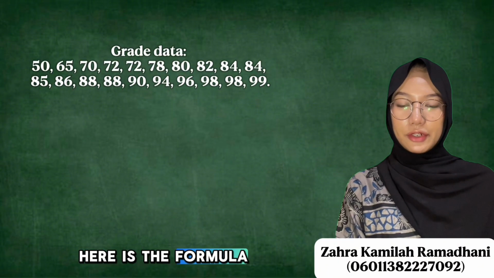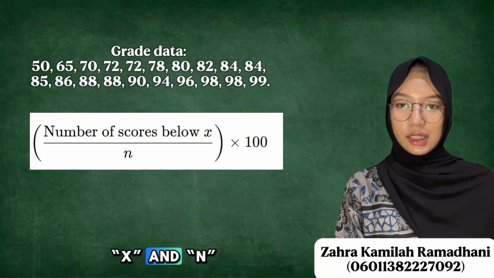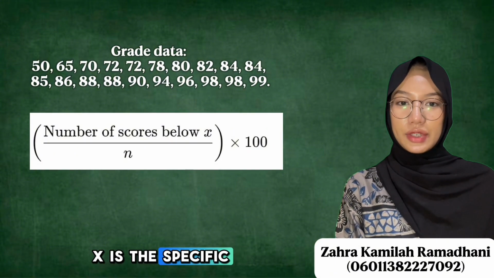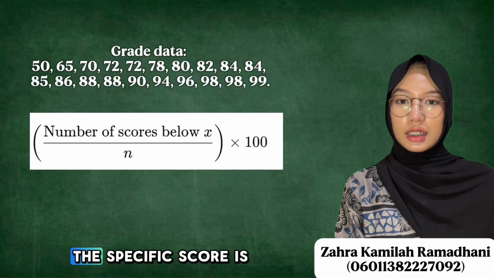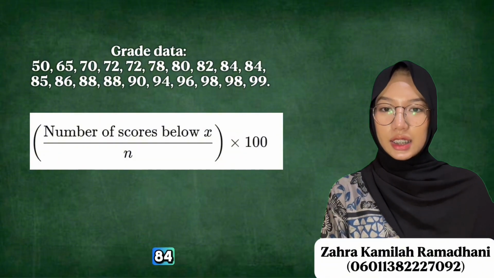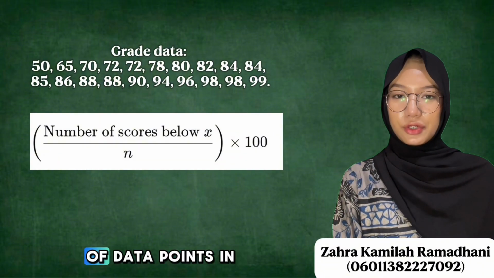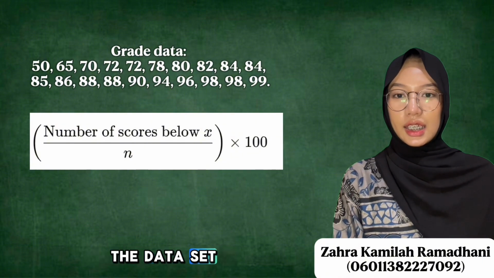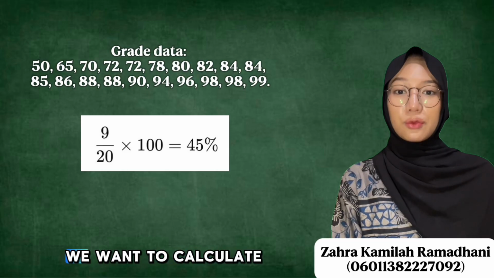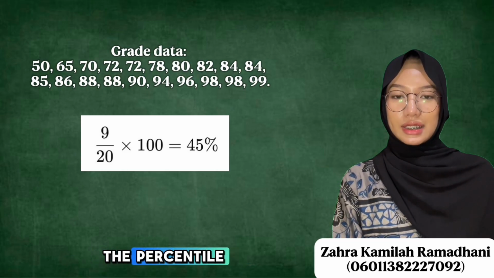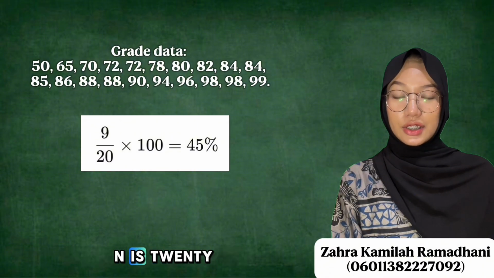Alright, here is the formula. Now I will explain what X and N are. X is the specific score being analyzed. In this case, the specific score is 84, and N is the total number of scores or data points in the dataset. In this case, it is 20. So, the value for which we want to calculate the percentile is 84. Total number of data N is 20.